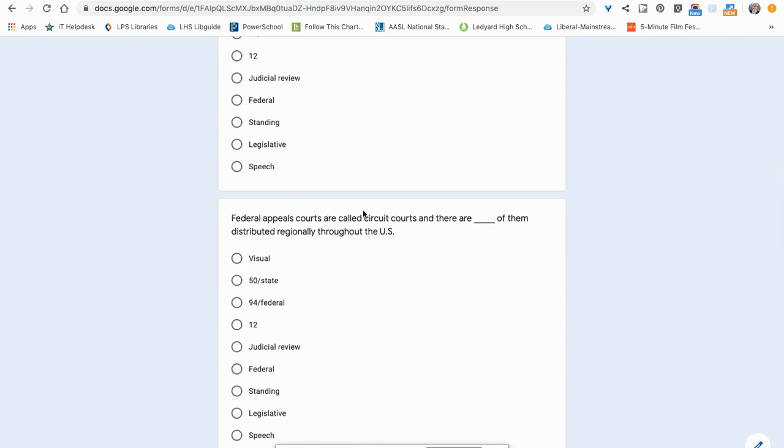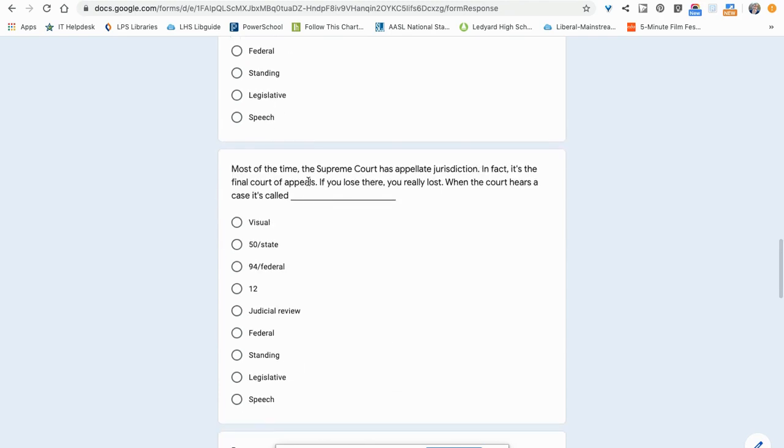Federal appeals courts are called circuit courts, and there are blank, how many of them, distributed regionally throughout the U.S. Most of the time, the Supreme Court has appellate jurisdiction. In fact, it's the final court of appeals. If you lose there, you really lost. When the court hears a case, it's called a blank.